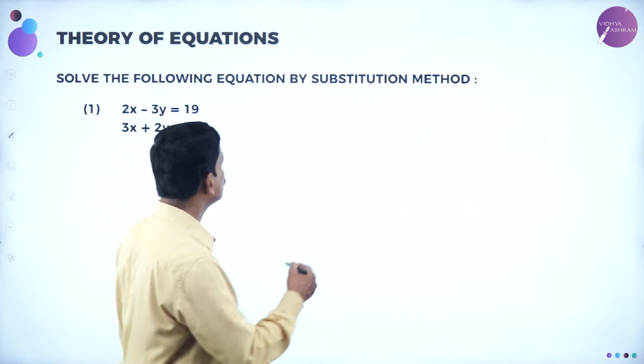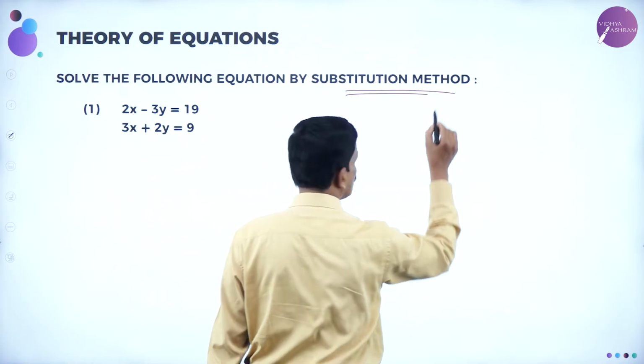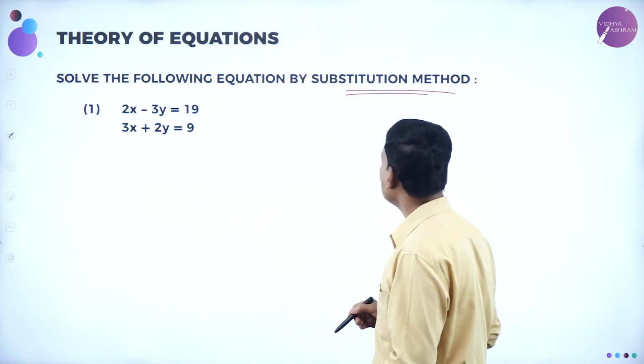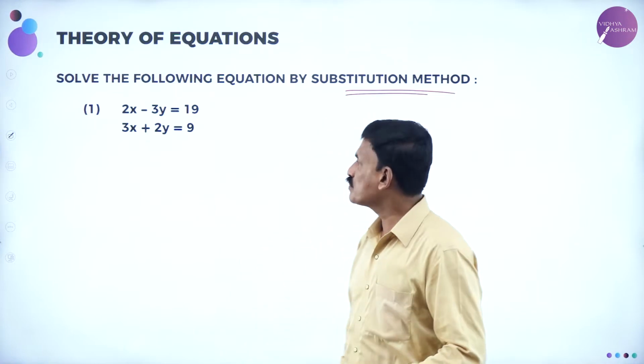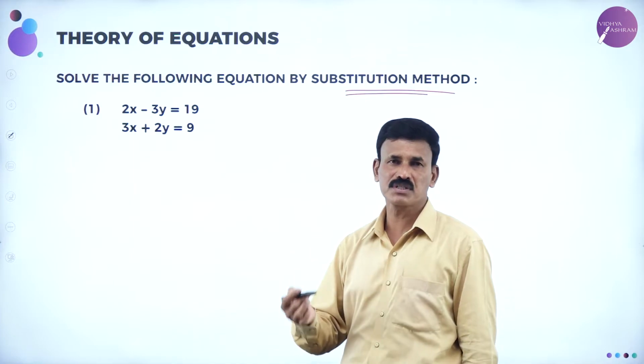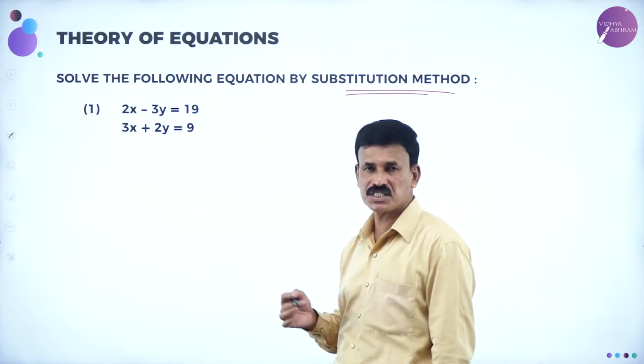Solve the following equation by substitution method. So, first method is the comparison method and the second method is the substitution method. Now, how to solve this by substitution method? Just find out the value of x in terms of y or y in terms of x. Substitute that in the next equation.